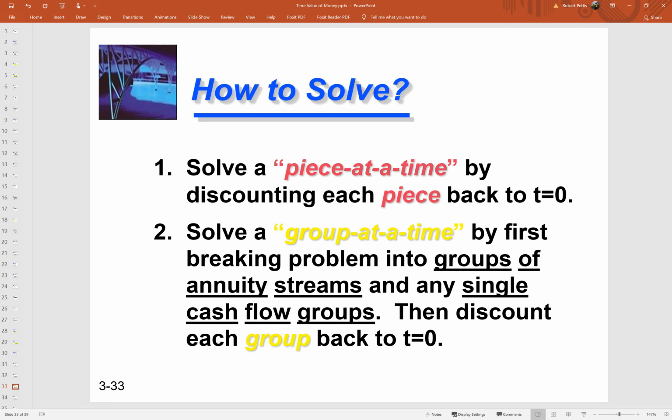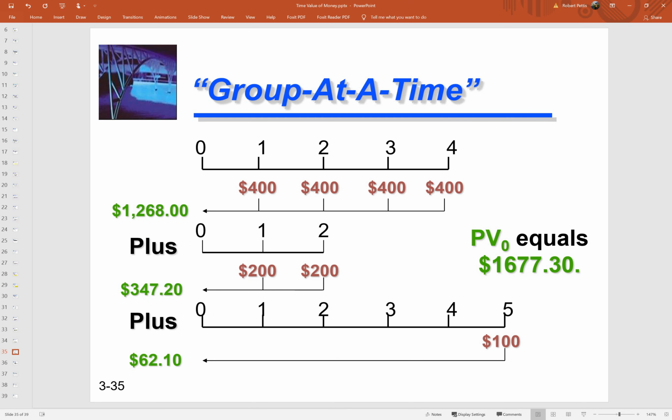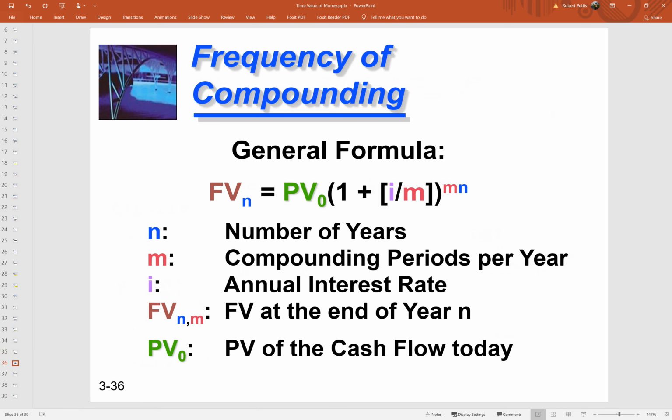Okay, so there's more than one way we could do this. So here's just an example of us discounting each of these individual things back one at a time. And other than the chance of error, that's probably the easiest way to go, right? So yeah, that's probably how I would do it.